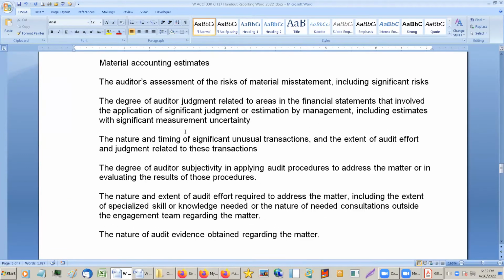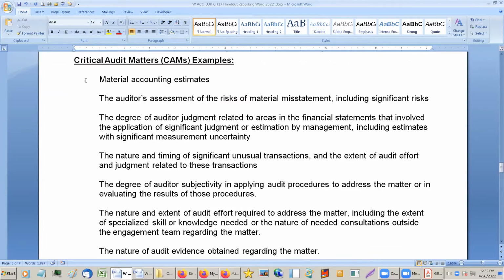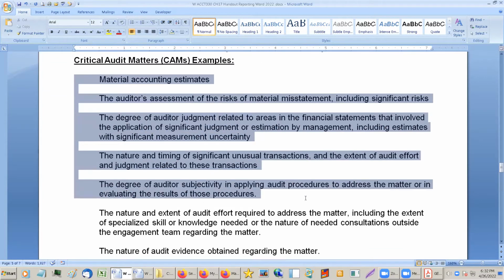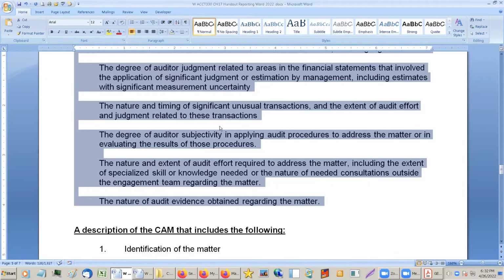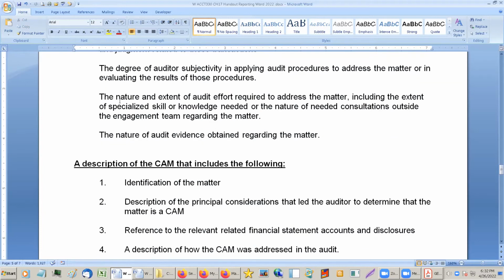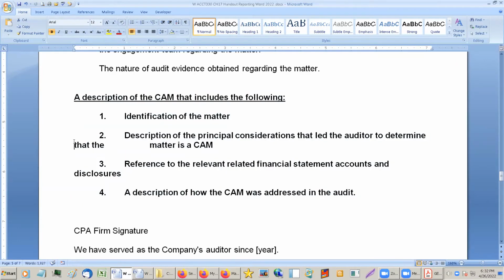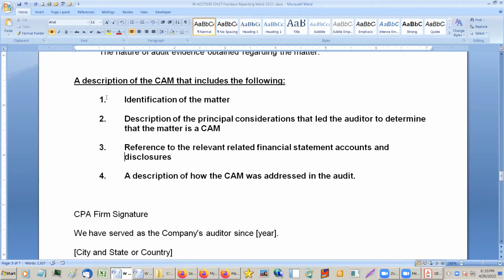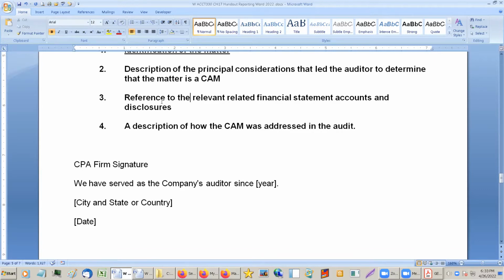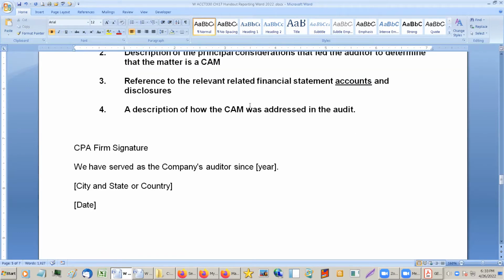Okay, and then here's a whole list of things you can put in there. And a lot of these are, again, because we don't have a crystal ball. Now, if you do find a CAM, critical audit matter, you tell what the matter is. Considerations. You tell about which financial statement accounts they relate to, and tell what you did with it.